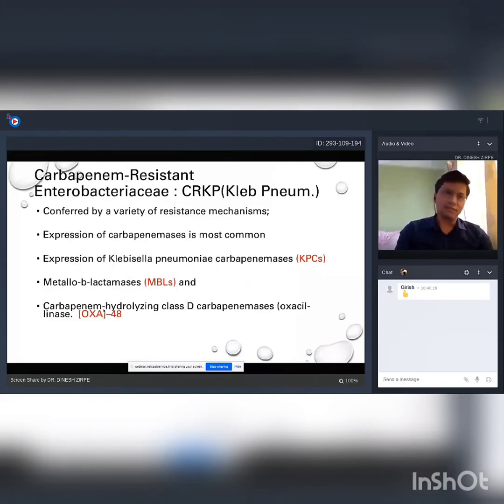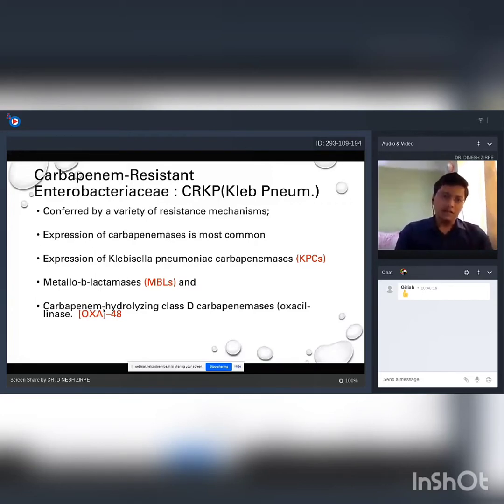Then this is the major concern: carbapenem resistant Enterobacterales, CRKP. Of those, it can be E. coli or Klebsiella pneumoniae, but the most worrisome is Klebsiella pneumoniae. There are 3 types of mechanism by which this resistance is transferred. Of them, the most common is producing carbapenemase. Just like ESBL, they produce a carbapenemase enzyme which hydrolyzes the major antibiotics.